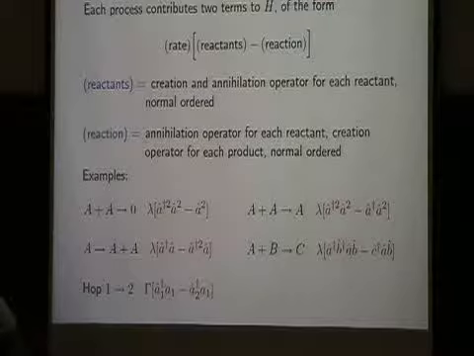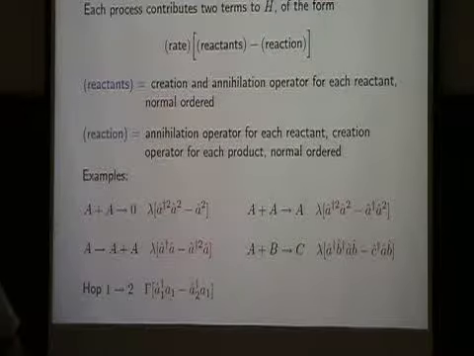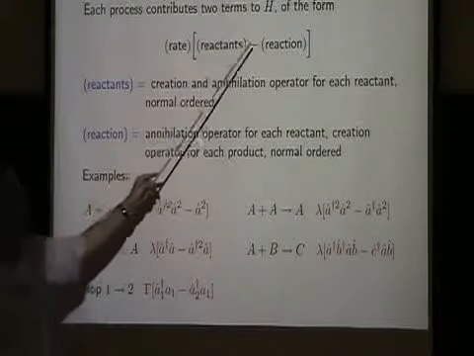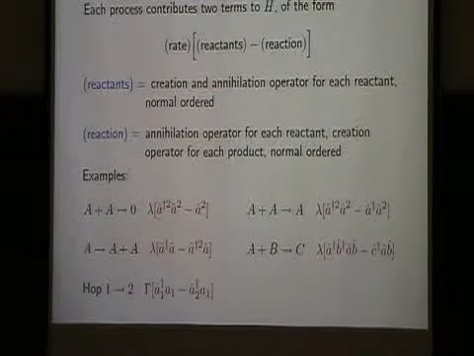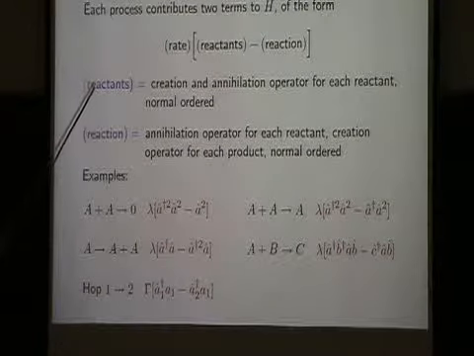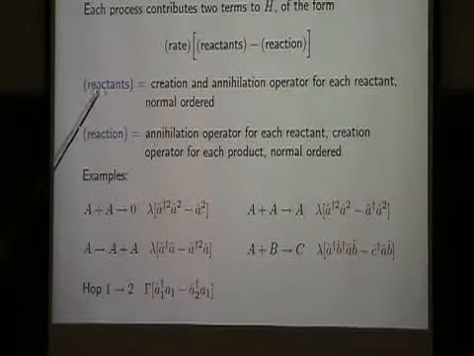Think about the master equation, right? We have a gain and a loss term. What that turns into in the Doi Hamiltonian is, of course, you've got some rate times reactants minus reaction. Now, let me explain that. Reactants, those are the things going in, right? A plus A goes to 0, or A plus B goes to C, or whatever.